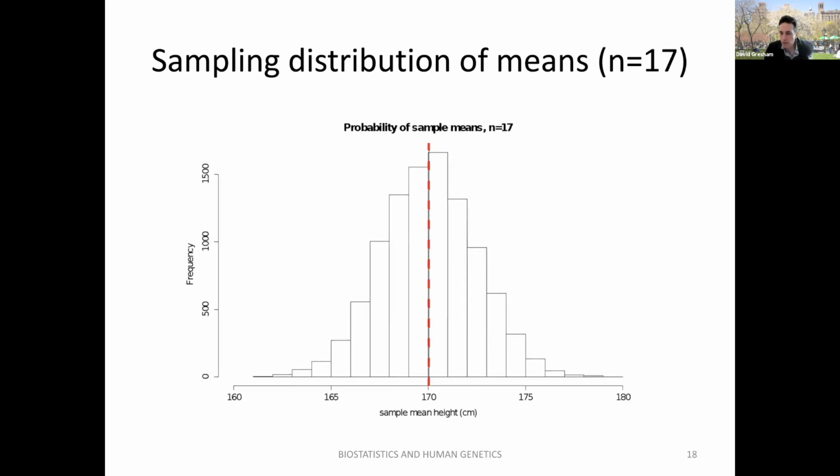I can compute the mean of that, and you can see it on your screen, it's equal to exactly 170 centimeters. So you're right, we can't know that in real life, but this is to show you the relationship between the population mean from which we're sampling and the mean of the sampling distribution of means.